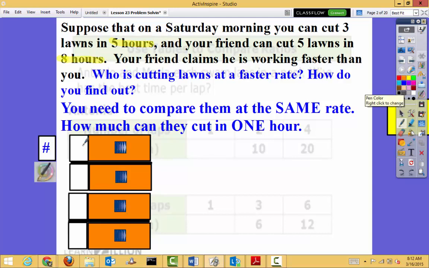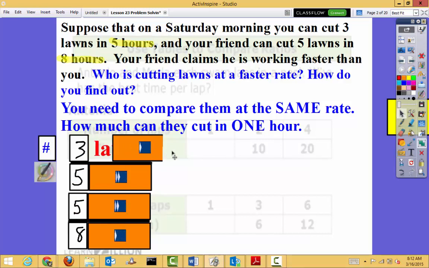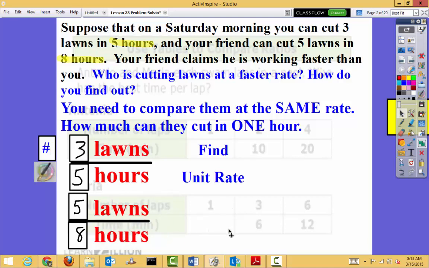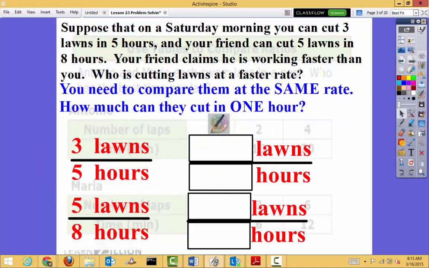So my very first thing is I'm going to fill in my ratios, 3 to 5 and 5 to 8. And what do I need to do next? Well, I need to put those labels on. If I don't have those labels, it's going to get confusing. So now what do I need to do? Well, I now need to find the unit rate. So let's go to our next slide.